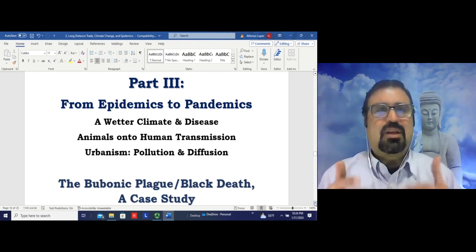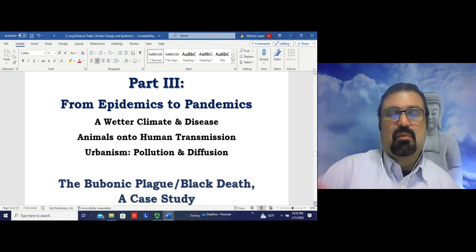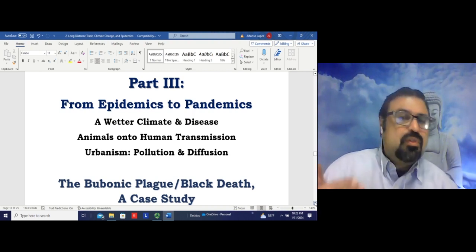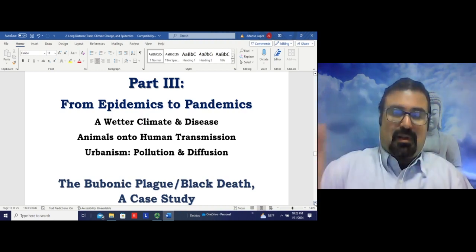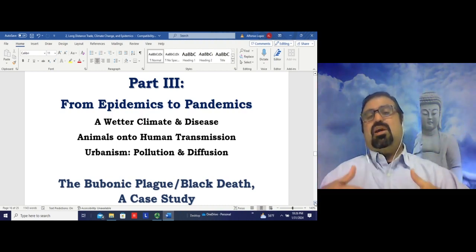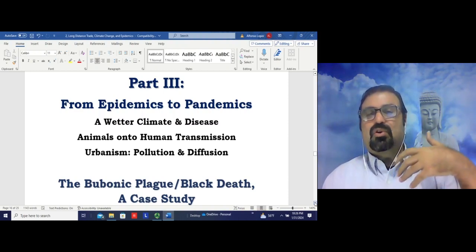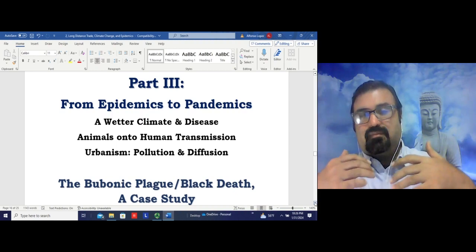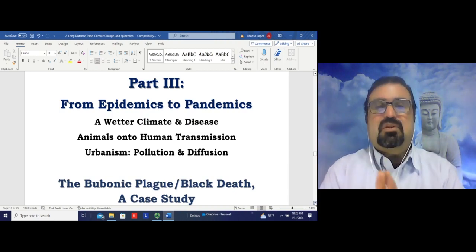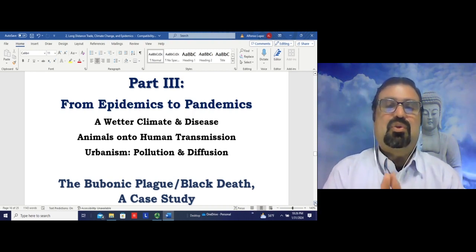Now, this is closely related and tied to climate change, the kind of epidemics that we're going to be looking at as we're moving, for example, to the 1300s AD. As a result of climatic changes, we're going to see animals transmitting certain diseases to humans. Animals are the ones that actually are responsible for all the viruses that affect the human organism that eventually turn into epidemics.